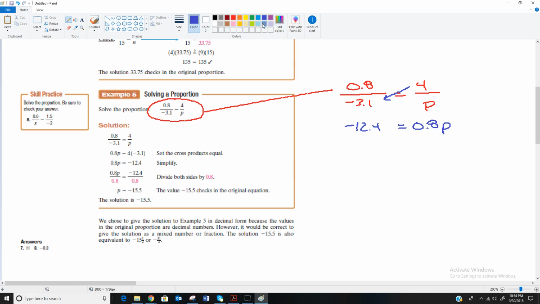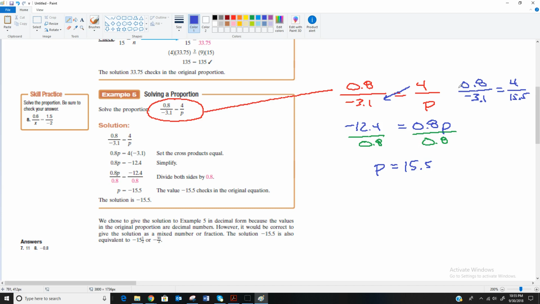And then if I want to know what that p needs to be in order to make this work, I'm going to divide by 0.8 on both sides. And I get that p would have to be, hold on, 12.4 divided by 0.8. That should be, yeah, 15.5. So if I go back up here, this should work out. If I had 0.8 is to negative 3.1 as 4 is to 15.5.